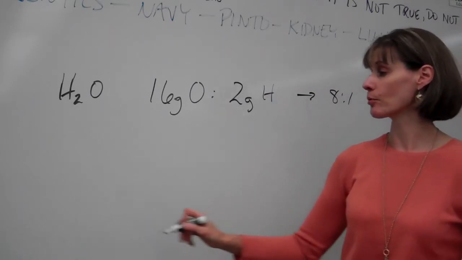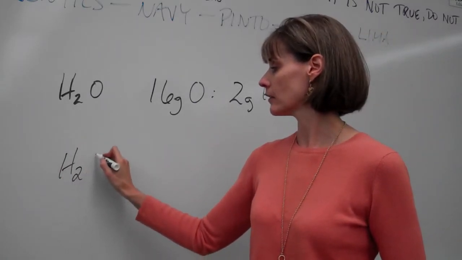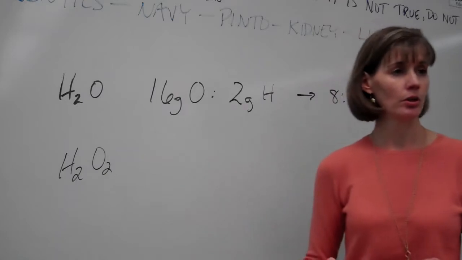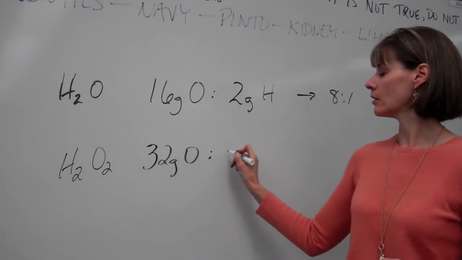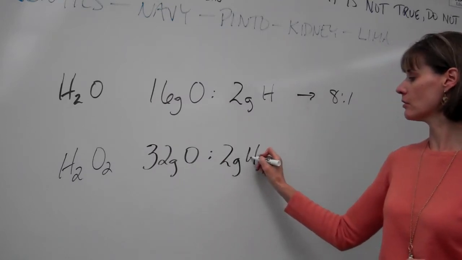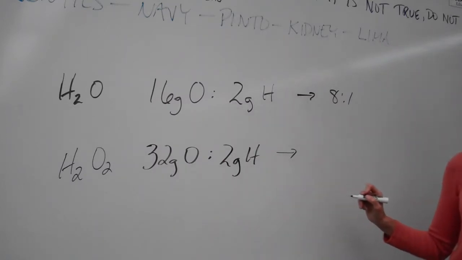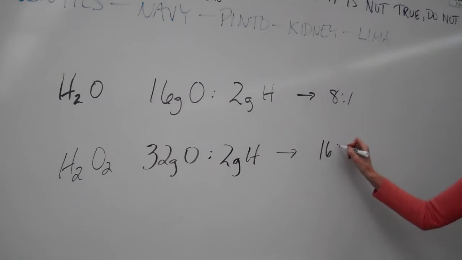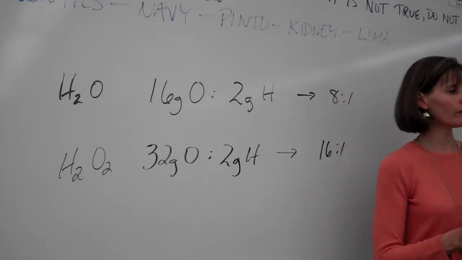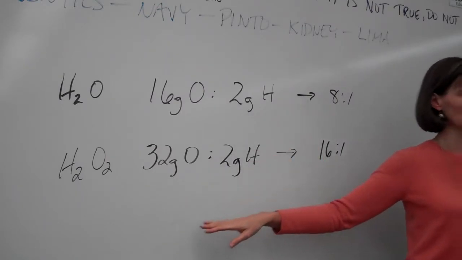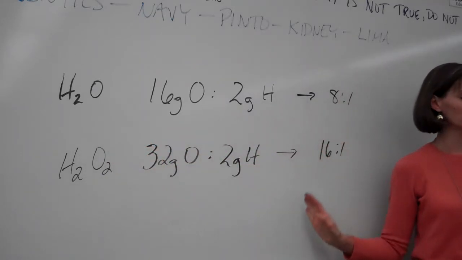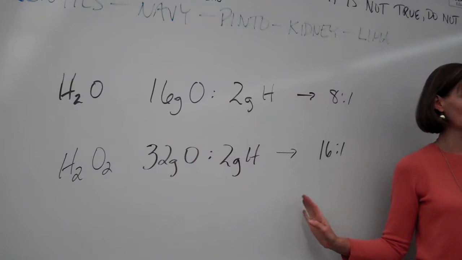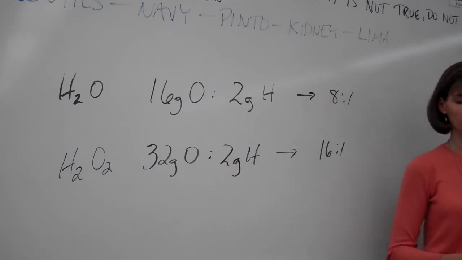In hydrogen peroxide, H2O2, the ratio is 32 grams of oxygen to 2 grams of hydrogen, which would round down to 16 to 1. The fact that hydrogen and oxygen can be put together in these two ways, but have a set ratio, is an example of what law? Law of conservation of mass.